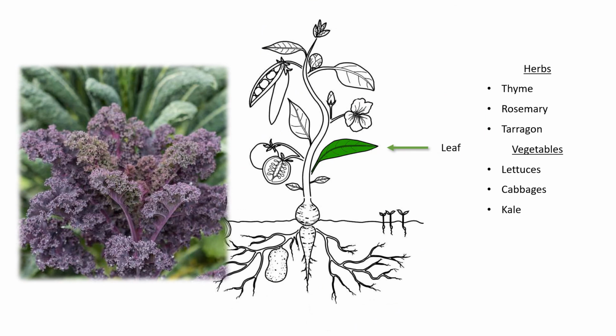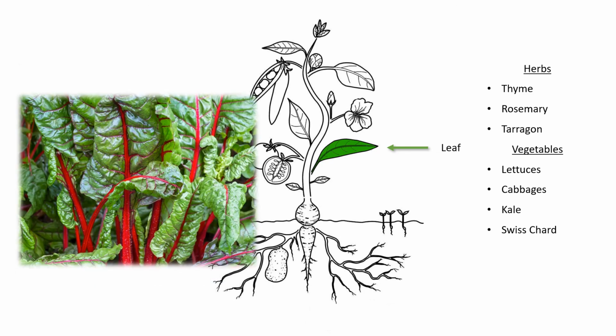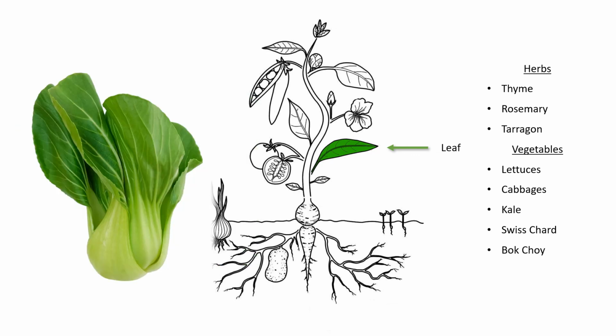Kale is an example of another type of leaf that would be used. Swiss chard looks a lot like rhubarb. Don't confuse the two. In this case, the leaves can be eaten, rhubarb not. But the leaves and the stem of the chard are delicious. And bok choy. So there's some examples of the leaves of plants.